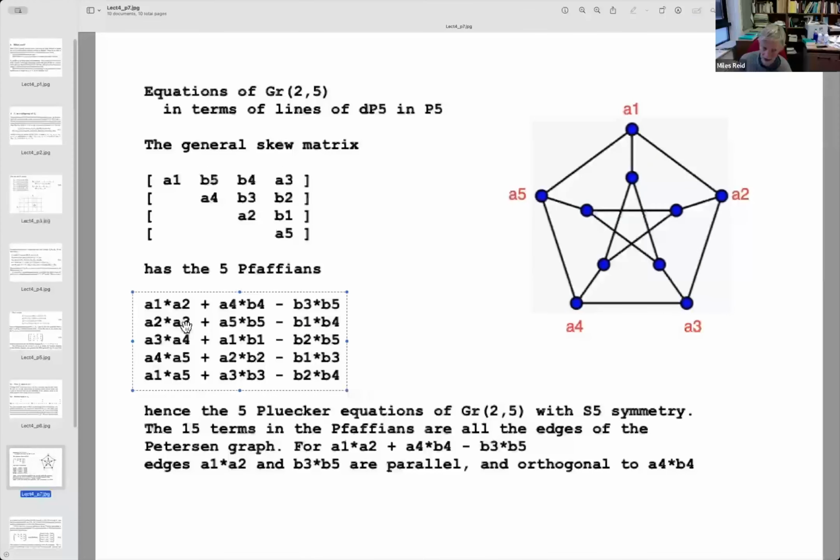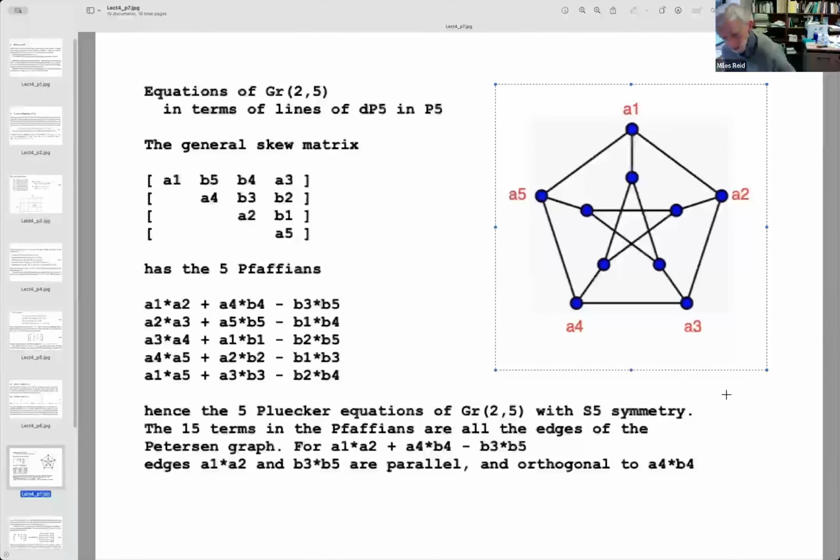And these are the 5 Pfaffians. All of this comes in a completely transparent way from the famous Petersen graph. The graph is always drawn in this way by combinatorialists, because they like thinking in 2 dimensions. It's a much more adult point of view to think of the diagram being in perspective.